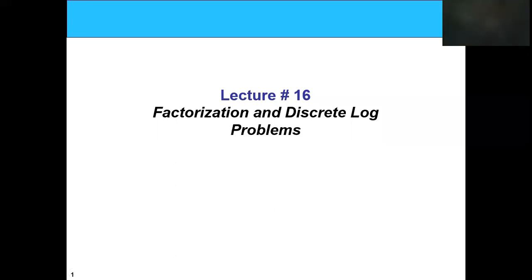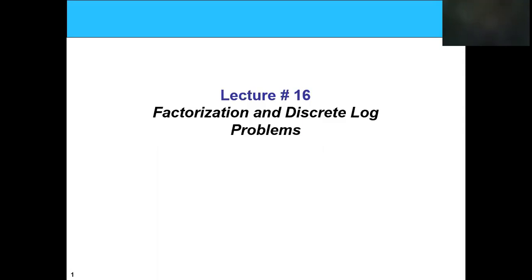Today's class is about factorization and discrete log. Before going into today's lecture, I would suggest we consider why we are going to study factorization and discrete log. Because factorization is fundamentally utilized in public key cryptography. In the factorization problem, we have to basically divide a composite number into its prime factorization.